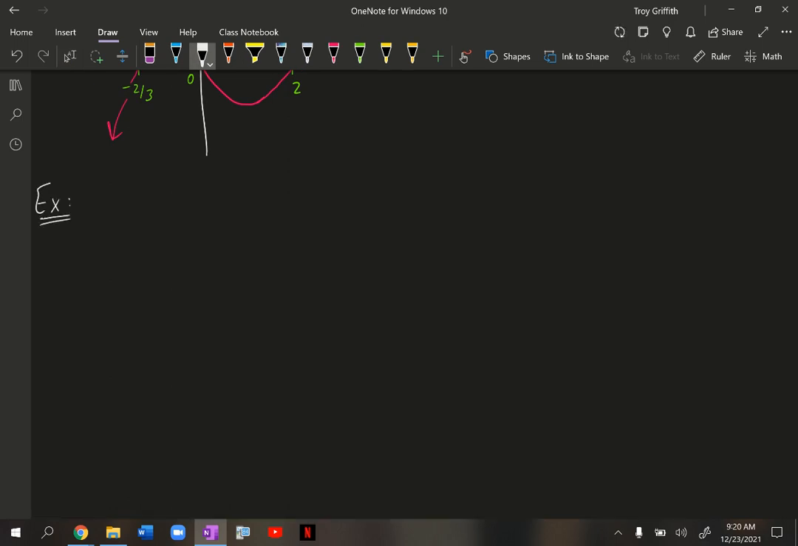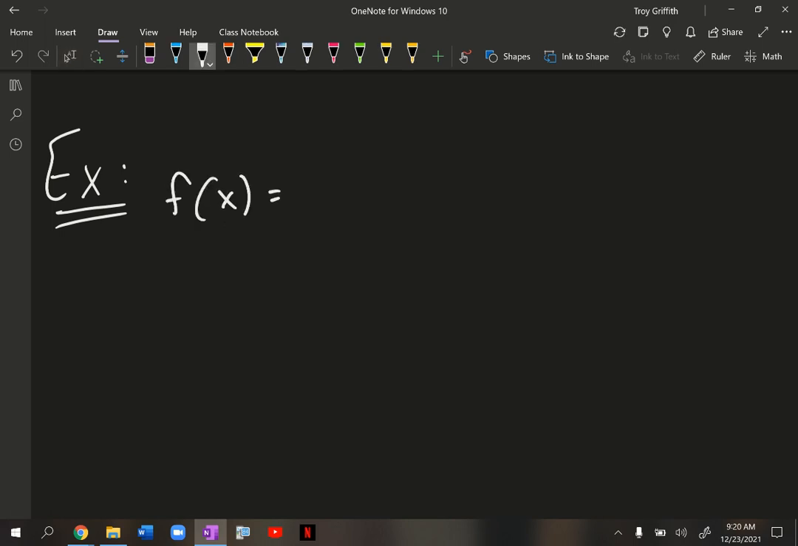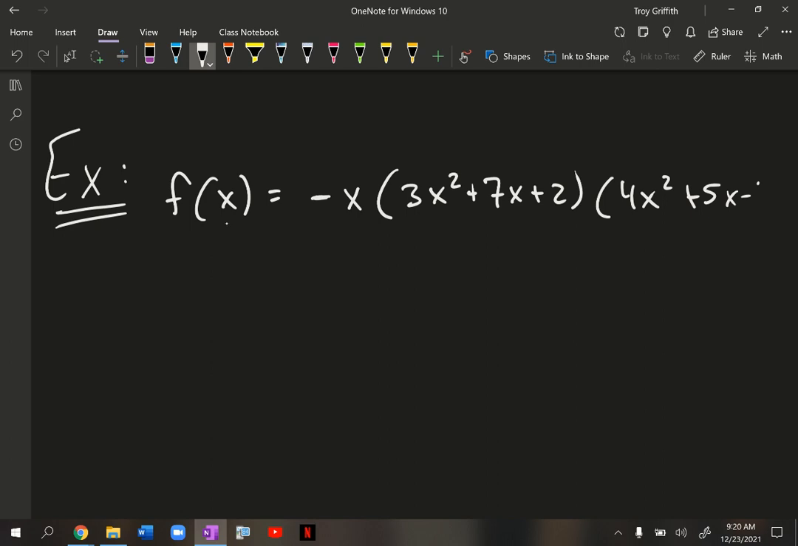Okay, next up, again, all three of these examples are a little bit different. So I'm just trying to show you some different things that you might see. All right, so let's try this next one. We've got f of x equals negative x times (3x squared plus 7x plus 2) times (4x squared plus 5x minus 6).